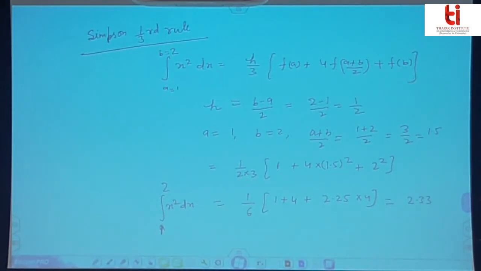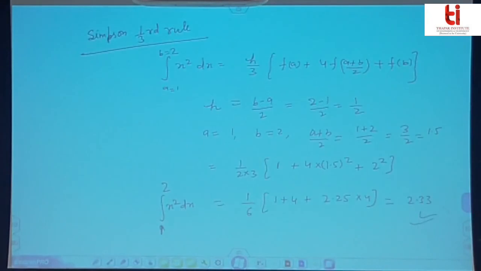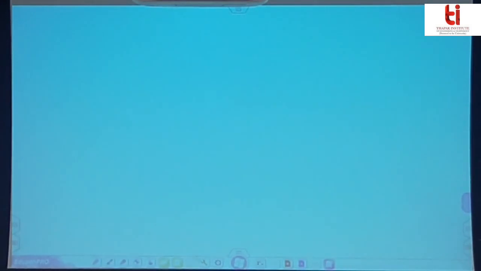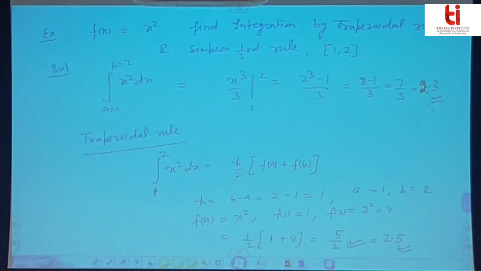Okay, so next is the integration we are getting via Simpson 1/3 rule. You can check the calculation. I have done something, but I'm not getting time to complete it. Okay, next is error. The exact solution we are getting is 2.3.